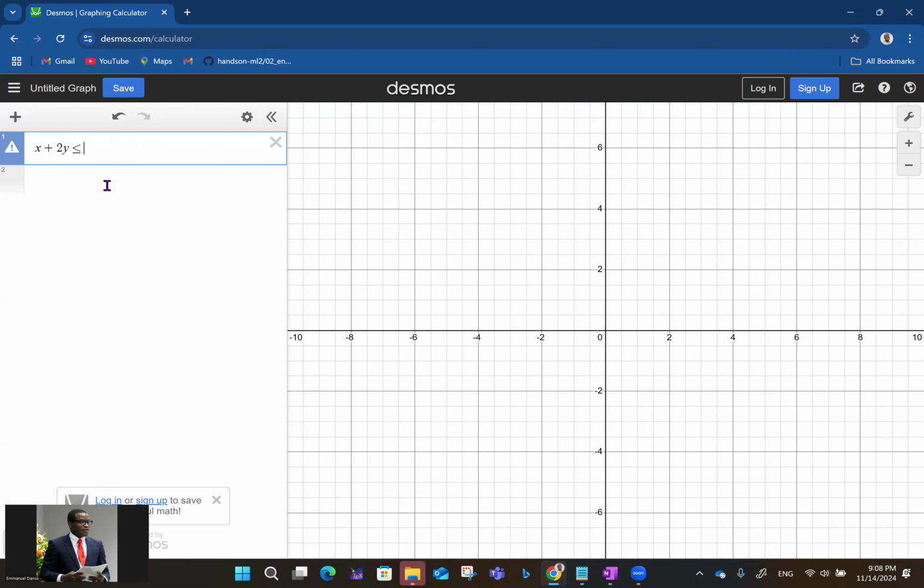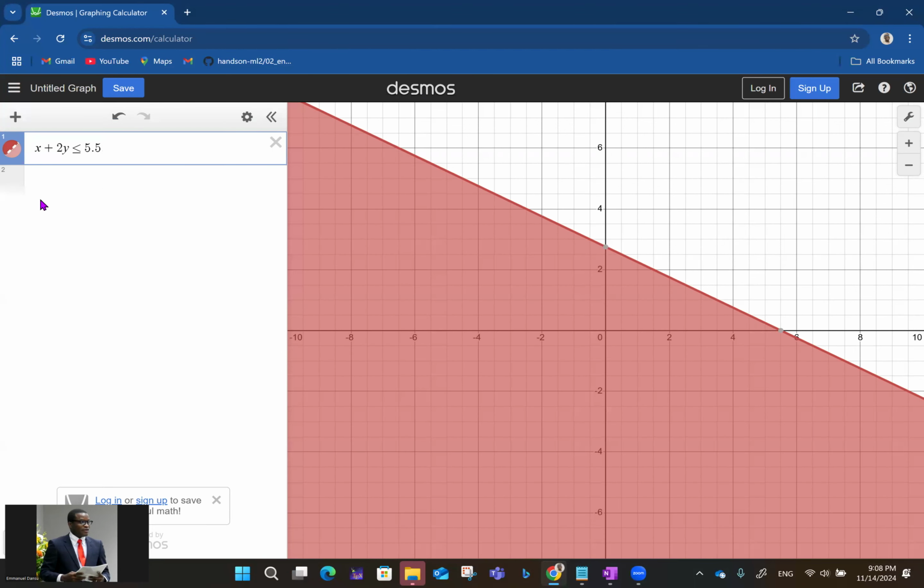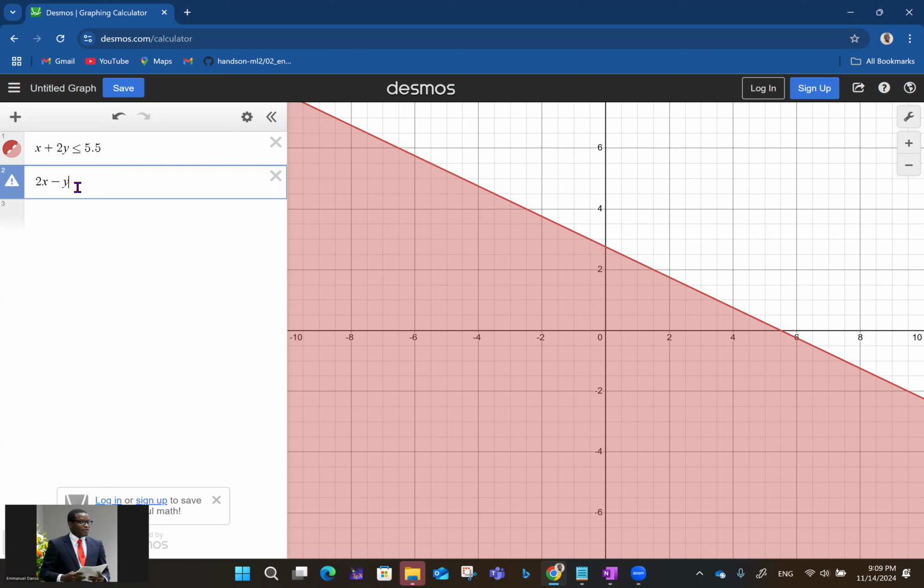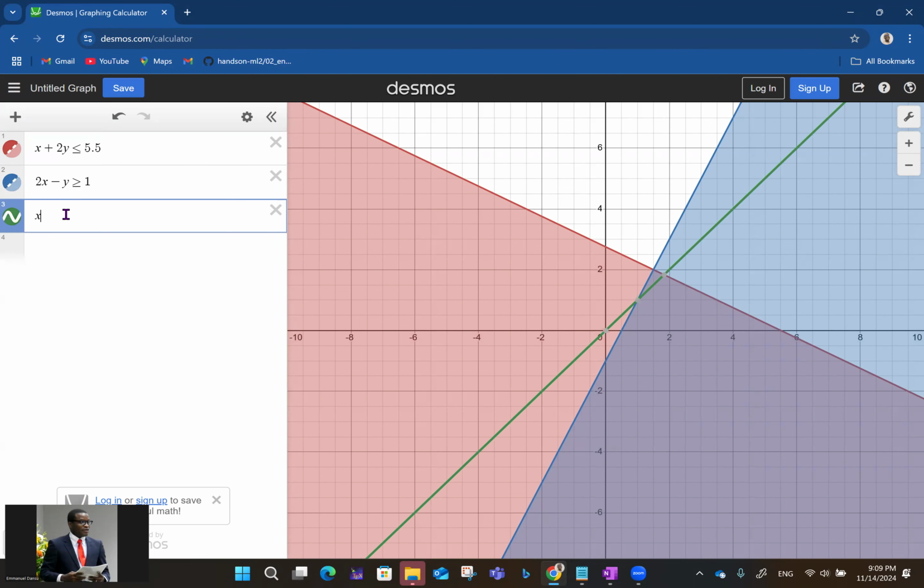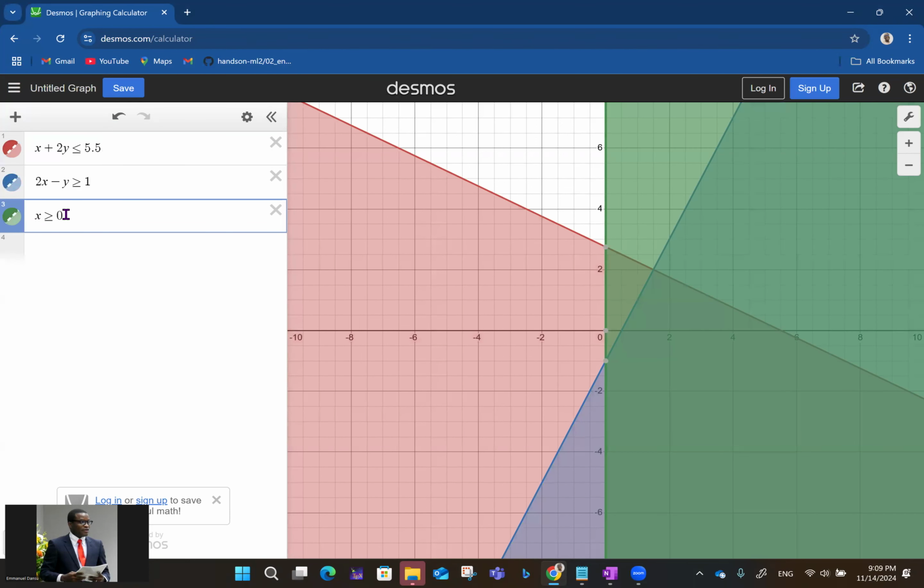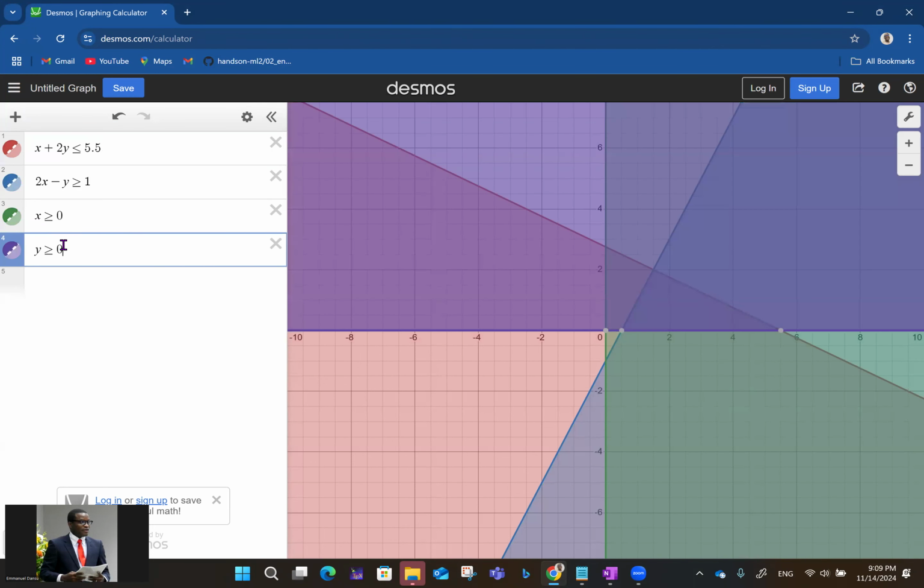So x plus 2y is less than or equal to 5.5, first thing. Secondly, 2x minus y is greater than or equal to 1. For the first time, I'm putting x greater than or equal to 0, the non-negativity constraint. Then I also put y is greater than or equal to 0. Yeah, maybe it has just made it complicated. I guess I should just remove it.